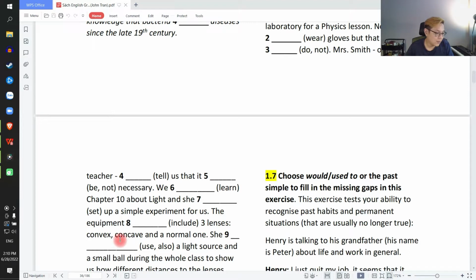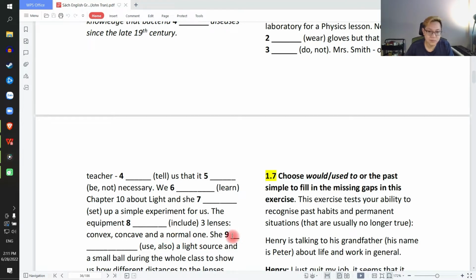Number 8, the equipment included 3 lenses: convex, concave, and a normal one. Cái thiết bị nó đã bao gồm included 3 cái lăng kính, 3 cái lenses, gương cầu chứ. Convex là gương cầu, convex lens là gương cầu lồi ra, concave như là cái hang động đi lõm vào thì là gương cầu lõm, và một cái gương cầu bình thường, a normal one.